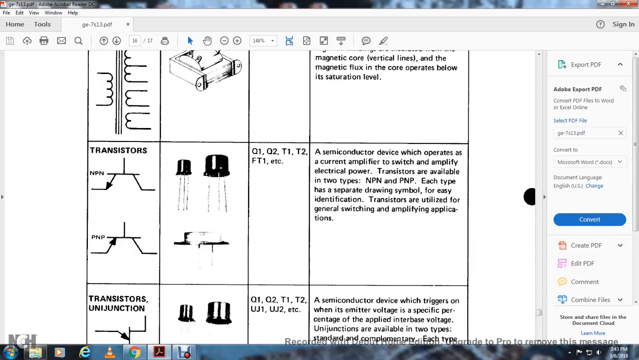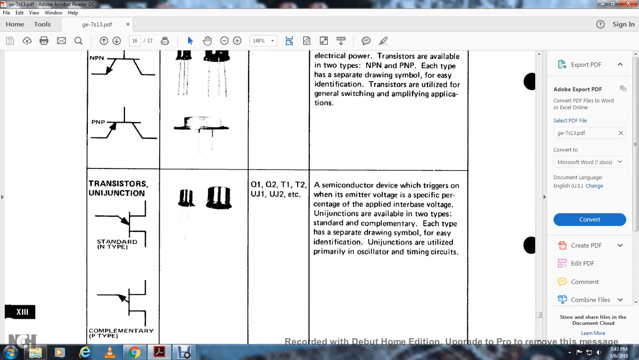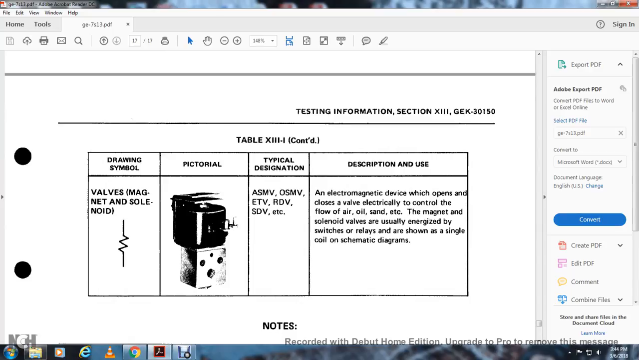The unijunction transistor is a square with an arrow pointed in towards the junction and an arrow pointed out, with complementary positive types. Your designations are Q1, Q2, T1, UJ1, UJ2. It is a semiconductor device triggered by emitter voltage, with a specific percentage of the amplified interbase voltage. Two types are available, standard and complementary, each with a separate drawing symbol for easy identification. Unijunctions are utilized primarily in oscillator timing circuits.